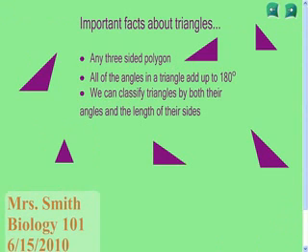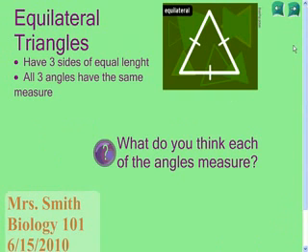And then some important facts about triangles, things that the students would need to keep in mind throughout the entire lesson. That a triangle is any three-sided polygon, that angles all add up to 180, and you can classify the triangles by both their angles and the lengths of their sides.